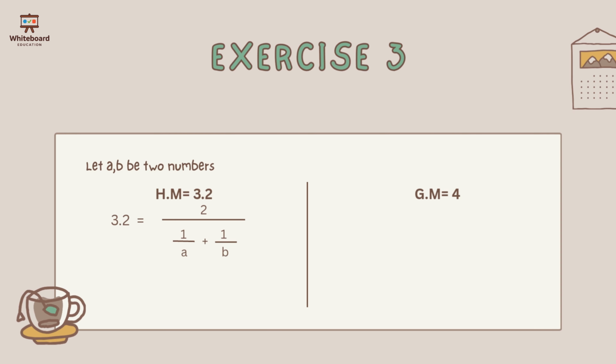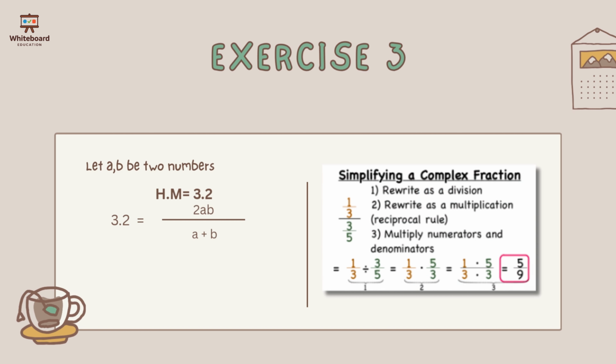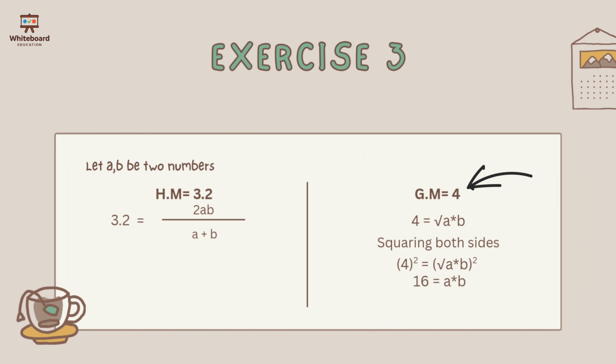1 over A plus 1 over B can be combined as A plus B over AB. And now, according to the rules of maths, we can multiply AB with the numerator too. That is equal to AB over A plus B. Now, let's keep it aside and deal with GM equals 4. So 4 is the left hand side, and its formula is square root of A multiplied by B. Squaring both sides, we get 4 squared equals square root of A multiplied by B, whole squared. That is equal to 16 equals A multiplied by B.